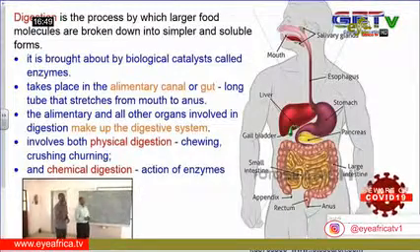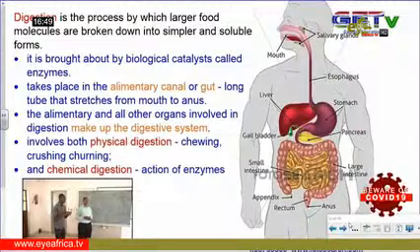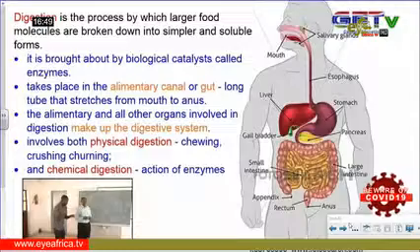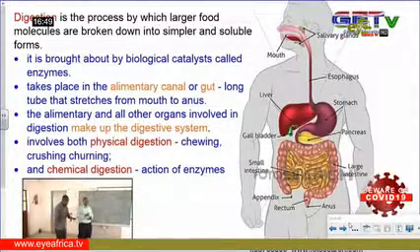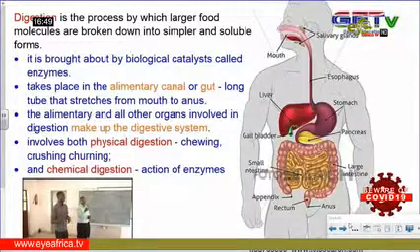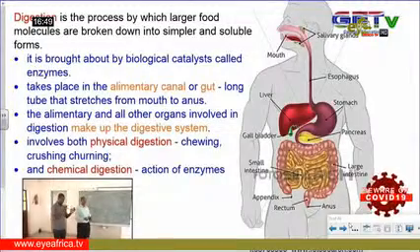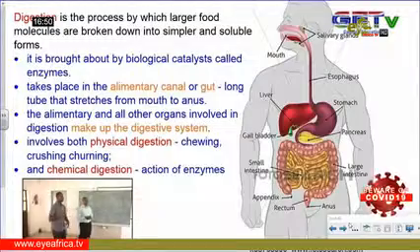Now let's go back to our writing on the left. Third point, the alimentary canal and all other organs involved in digestion make up what we call the digestive system. So we've named the parts of the alimentary canal. Now we look at the liver, of course, with the gallbladder, plus the pancreas. So all of this together with the alimentary canal forms the digestive system.